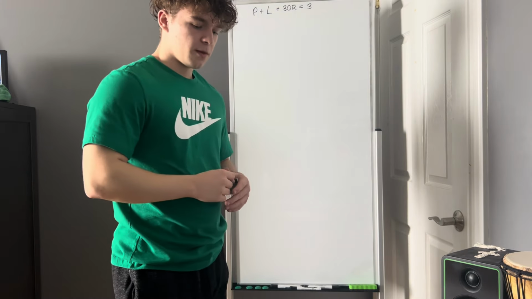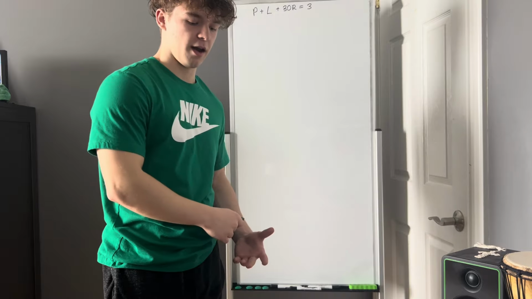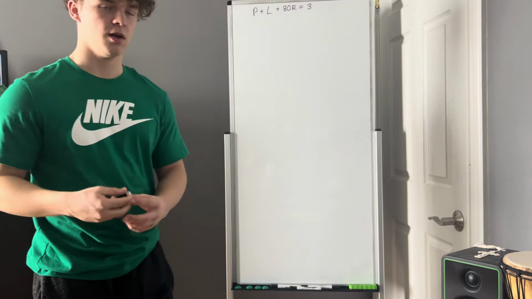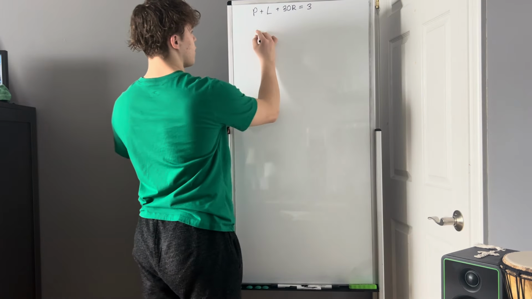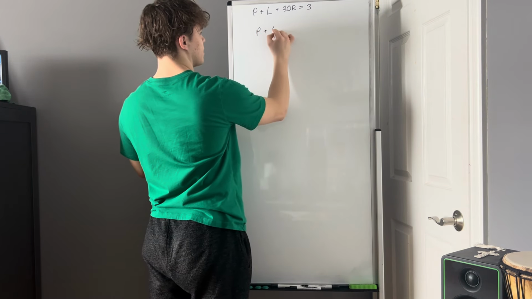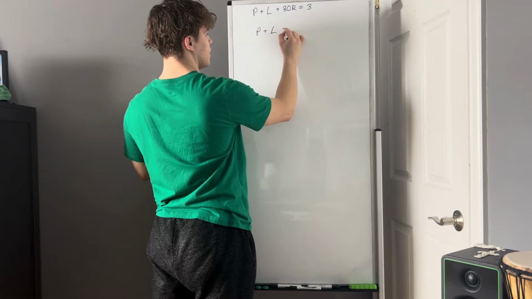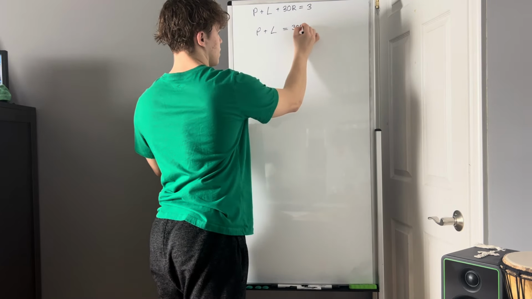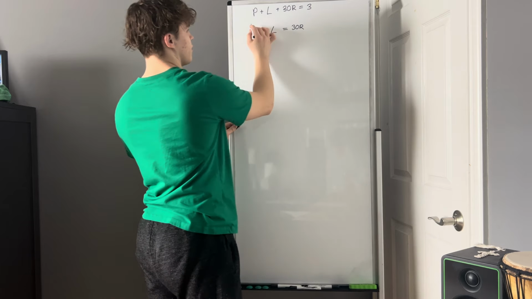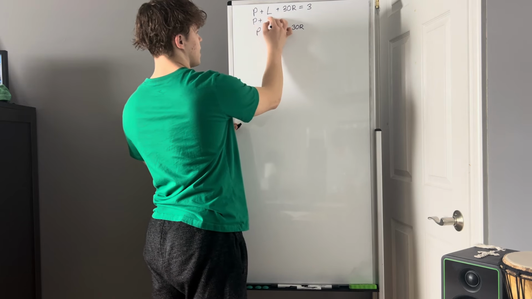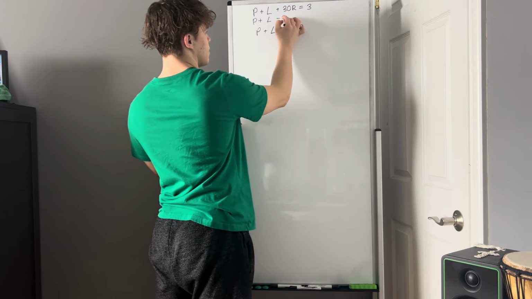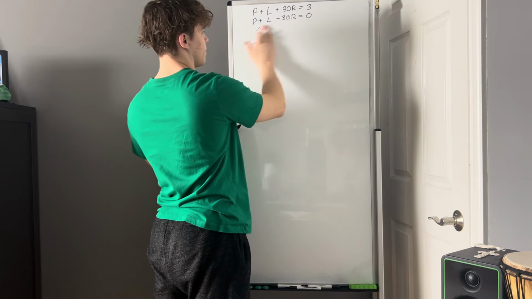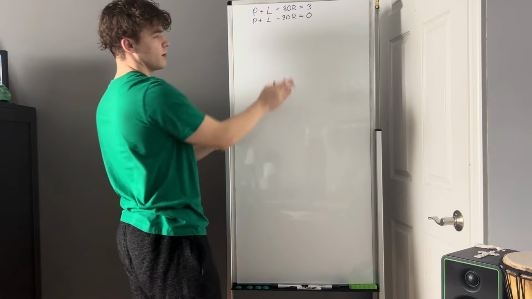Furthermore, the pool and the lobby combined should cost the same as the price of all the rooms. So the price of the pool plus the price of the lobby should equal the price of 30 rooms. Now I'm going to rearrange this and put it right here. P plus L minus 30R equals 0. Same thing.